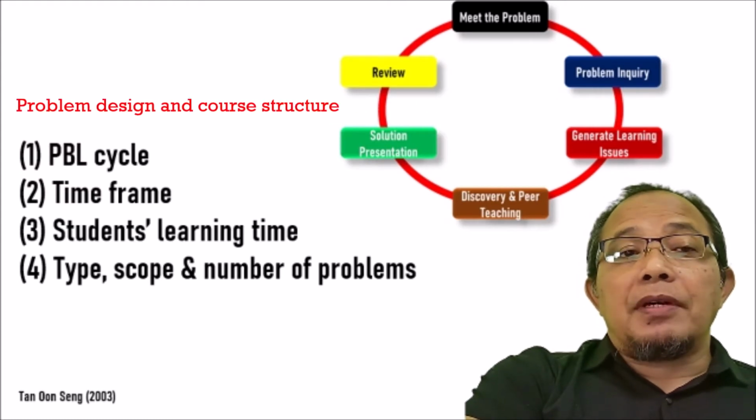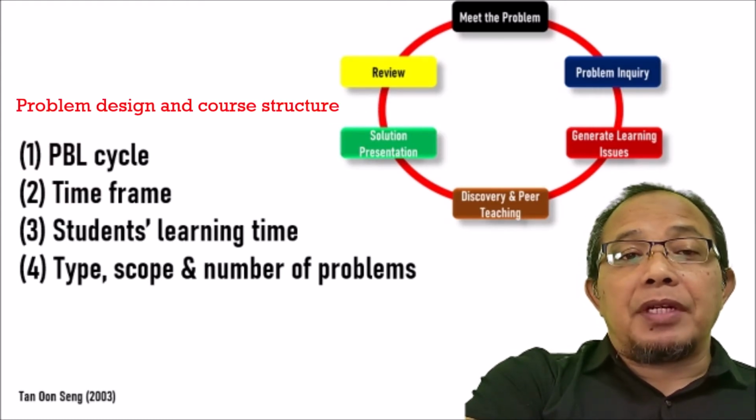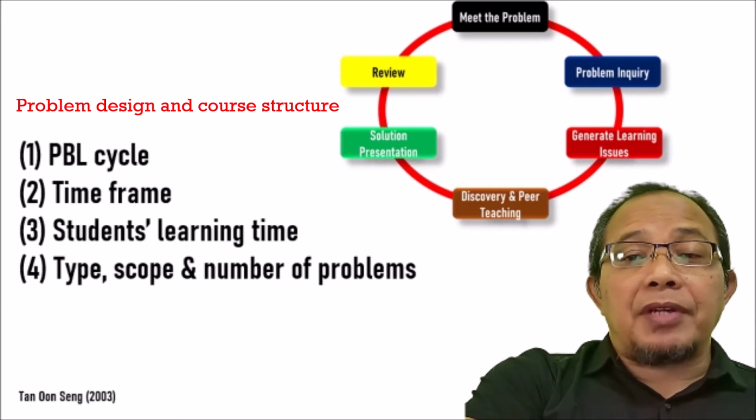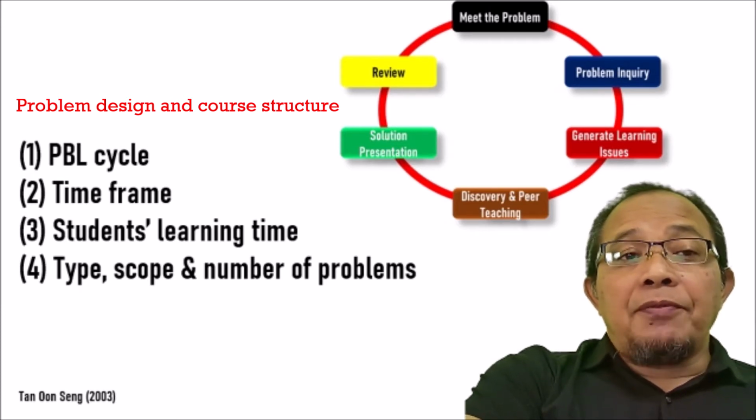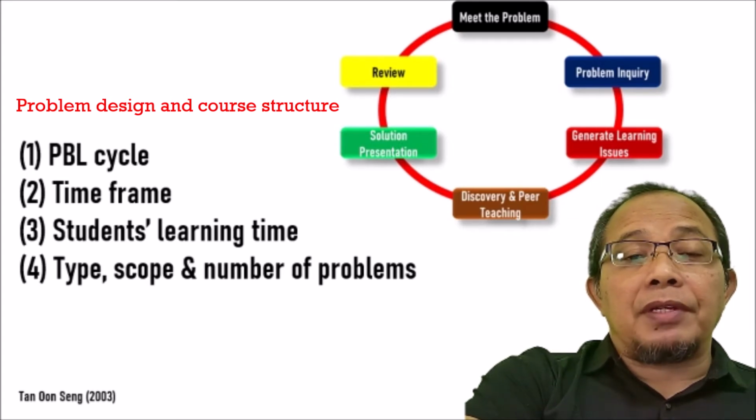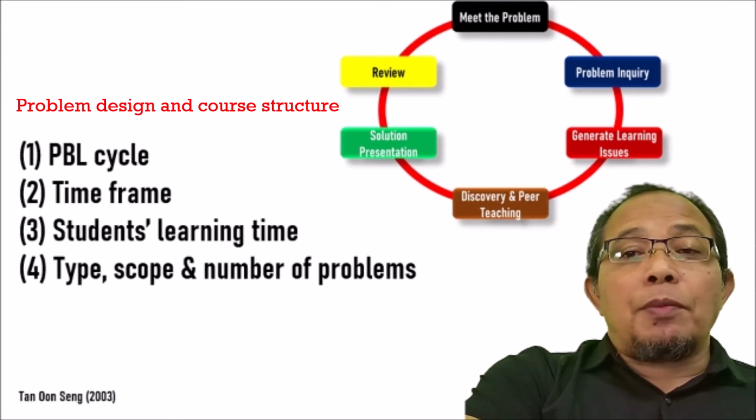A key step of the PBL curriculum development process is the design of problems and course structure. In doing so, we need to decide on: 1. the nature of the PBL cycle, 2. the time frame for the whole cycle, 3. the students' learning time, taking into account the time needed for the whole cycle, and 4. the type, scope, and number of problems that students will work on.